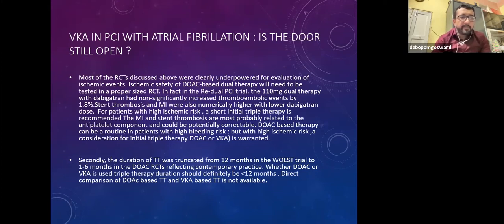So the DOAC-based therapy can be used as a routine in patients with high bleeding risk, but when there is a high ischemic risk, a consideration for initial triple therapy, whether it be a DOAC or VK, both can be used, and that is warranted. Secondly, the duration of the triple therapy was truncated from 12 months in the West trials to 1 to 6 months in the DOAC RCTs, reflecting contemporary practice. Whether DOAC or VK is used in triple therapy, duration should definitely be less than 12 months. And direct comparison of DOAC-based triple therapy and VK-based triple therapy is not available. Next slide.